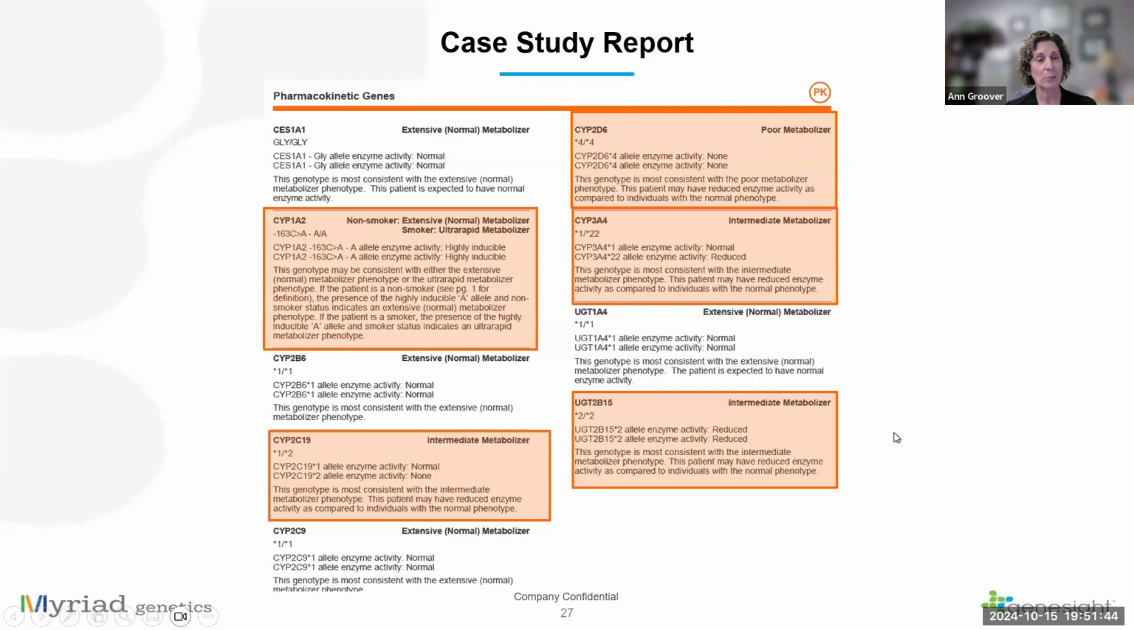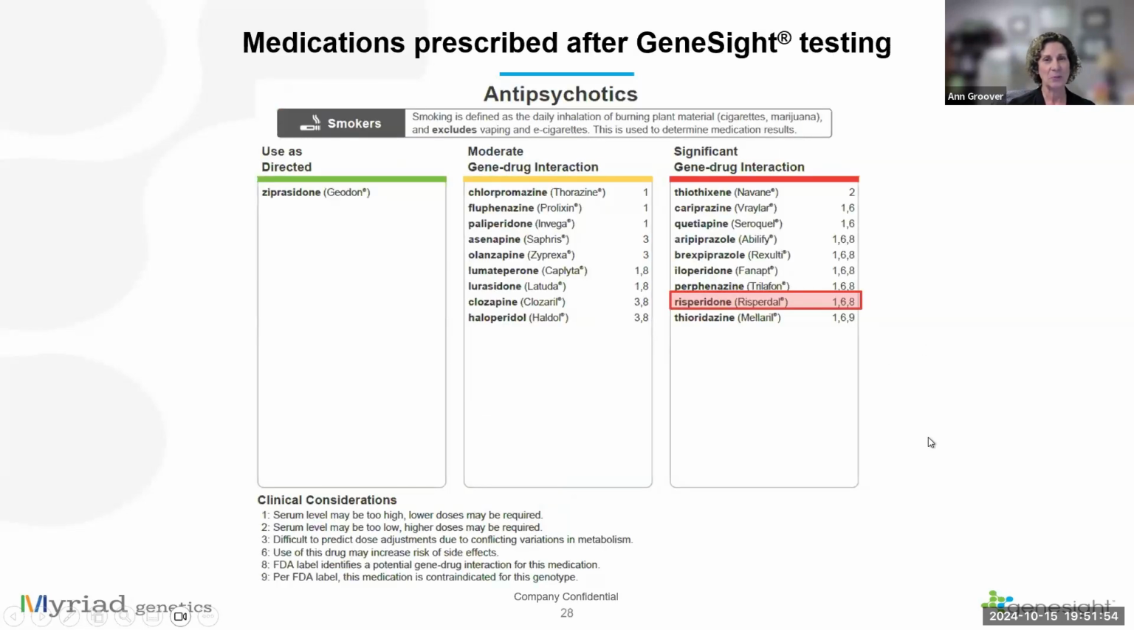So he's an ultra rapid metabolizer here at 1A2. And then UGT2B15, he's an intermediate metabolizer as well. So this is really interesting, it starts to look complicated when you look at this.